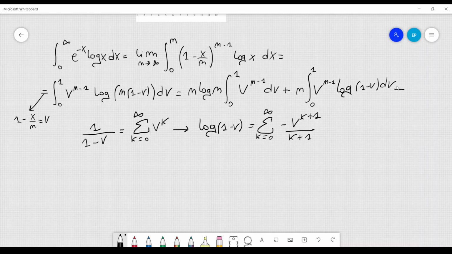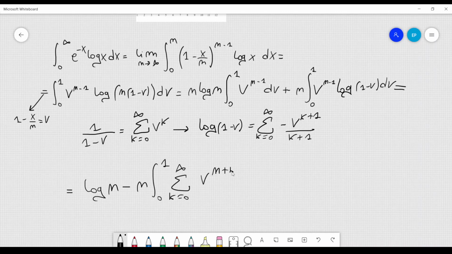Therefore, we can rewrite these two terms like this. I'm going to do it below. So this is equal to the first term is just log n after I perform this integration, minus n integral from 0 to 1 series with k going from 0 to infinity v to the power n plus k divided by k plus 1 dv.